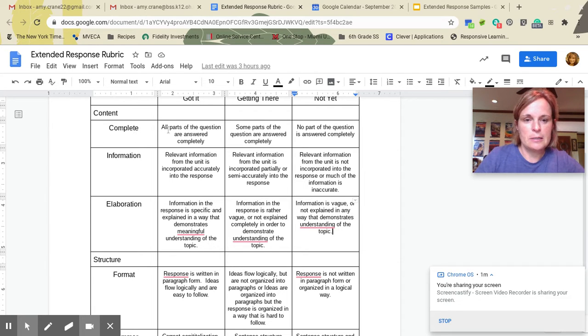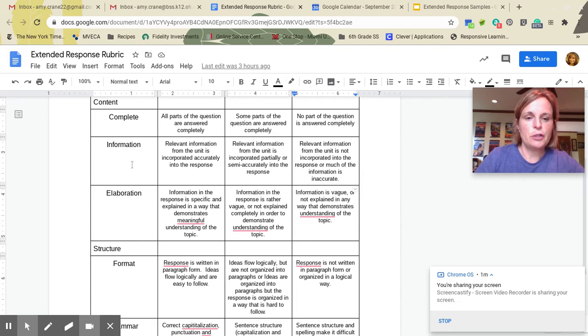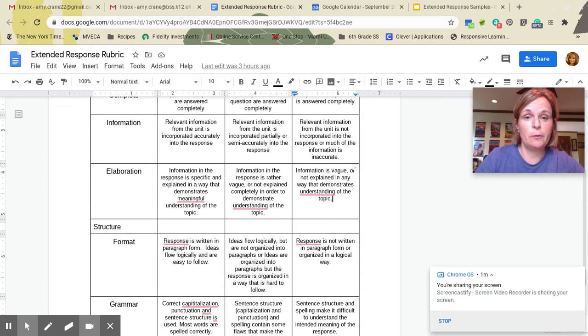So first step is make sure that you answer all parts of the question. Each one of the questions on this assessment has multiple parts to it, so don't forget to answer each of those parts. The next category is information. You should use relevant information from your notes, from TCI, from discussions we've had in class in order to answer the prompts. Try to be as specific as possible and give examples where you can.